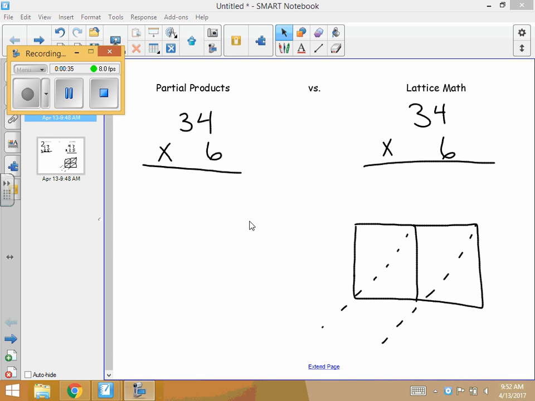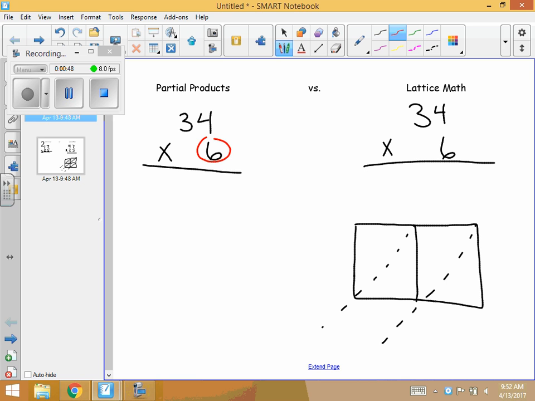I always tell students to think of 34 as 3 tens and 4 ones, and then you have your number below, 6 ones. I start with my 6 ones. I'm going to take my 6 ones times my 3 tens, which gives me 180 because I know 3 times 6 is 18. Then I move over to my ones place up here, and I take my 6 ones times my 4 ones, which is 24, making sure that I line up my ones, tens, and hundreds, which is really important.